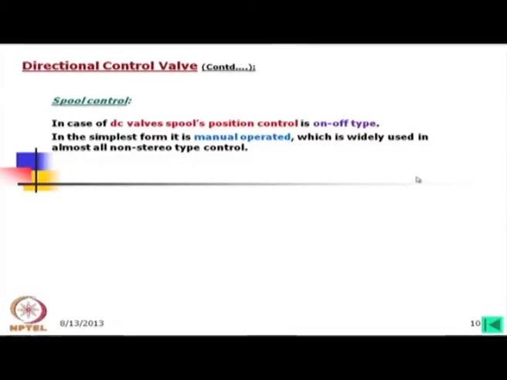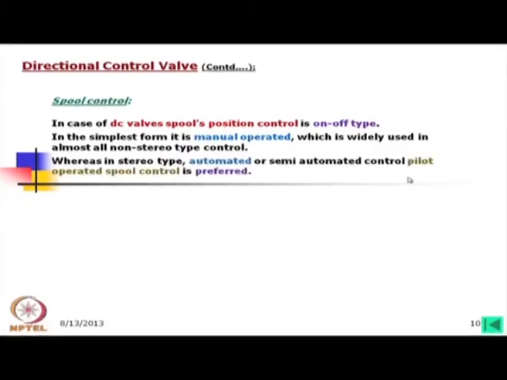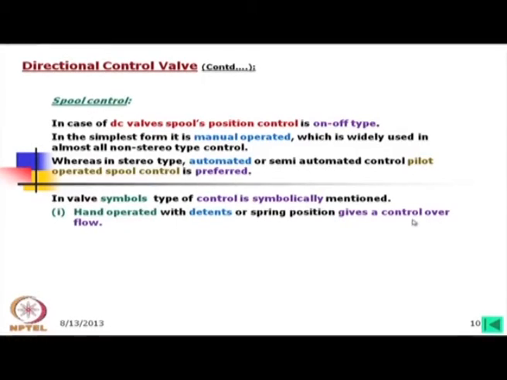In the simplest form, it is manually operated. The spool is manually operated, which is widely used in almost all non-stereotype control, whereas in stereotype, that is automated or semi-automated control, pilot operated spool control is preferred. The valve symbols mention the type of control symbolically. In valve symbols, we also mention how it is controlled. Hand operated with detents or spring position gives a control over flow.